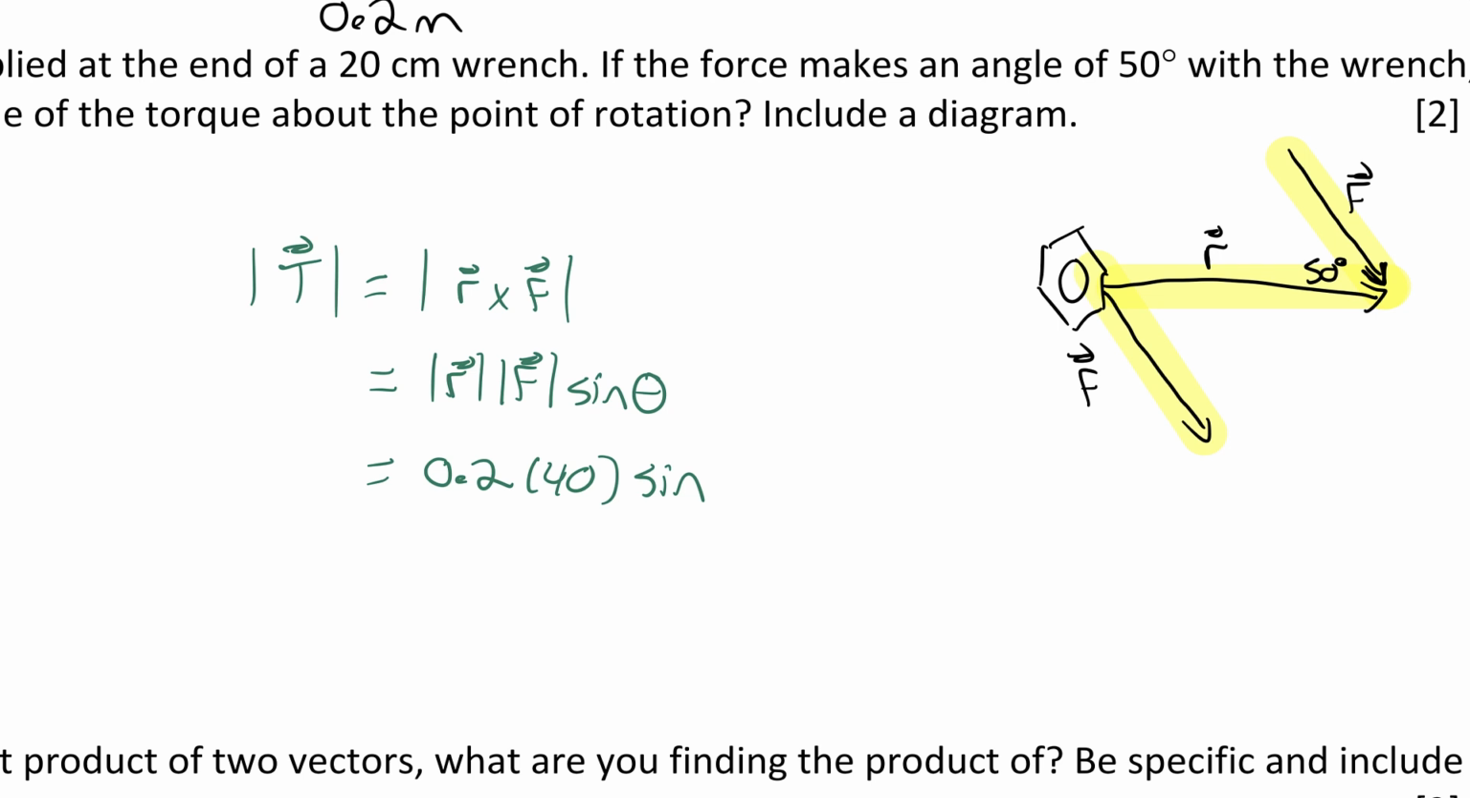So the angles inside of a Z pattern are equal, which means that this angle right here is also 50 degrees. So when I'm doing my cross product calculation, I can use that 50-degree angle. So this gives us about 6.13 newton meters. I'll write it in joules.